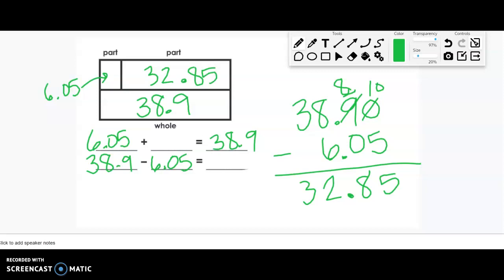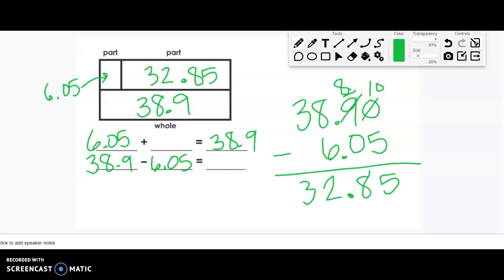Which really makes sense, right? 32 and 85/100 plus 6, like 32 or 33 plus 6 is going to be about 38 or 39. So that makes sense. If I accidentally added and I figured out that my part was 40 something, well, that doesn't make sense because 6 plus 40 something is not going to get me 38 and 9/10. So looking at it and thinking about if it makes sense can help me determine if I did the right operation if I am not sure.